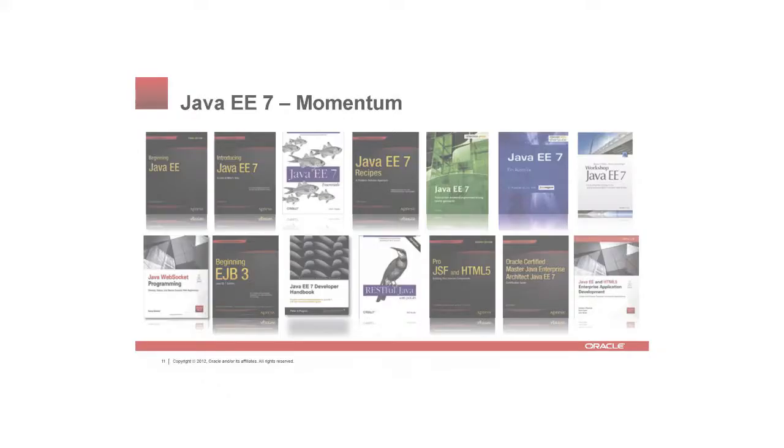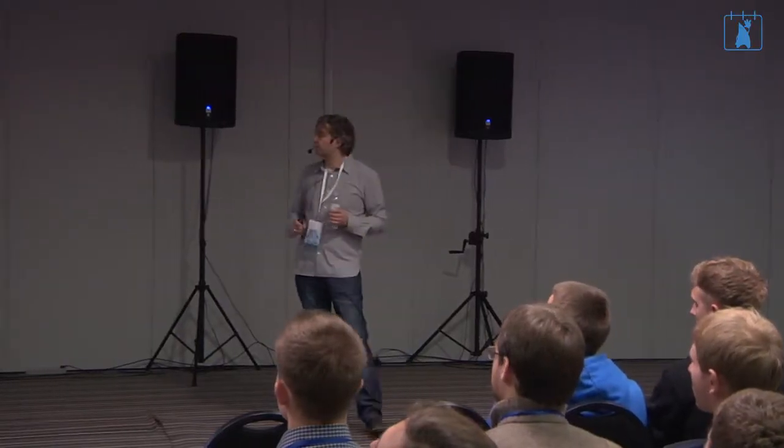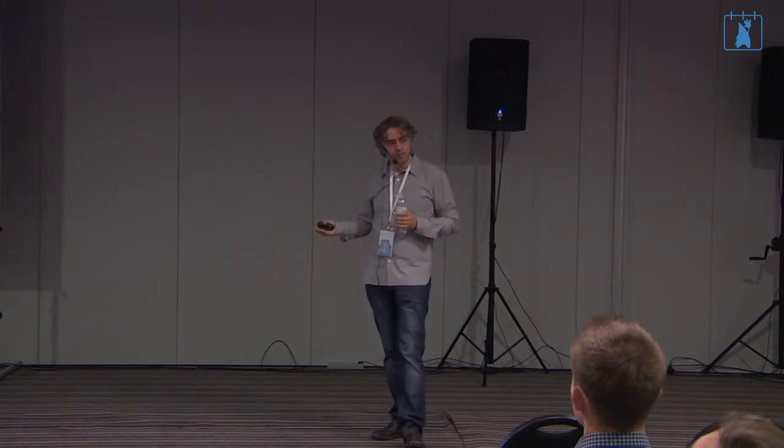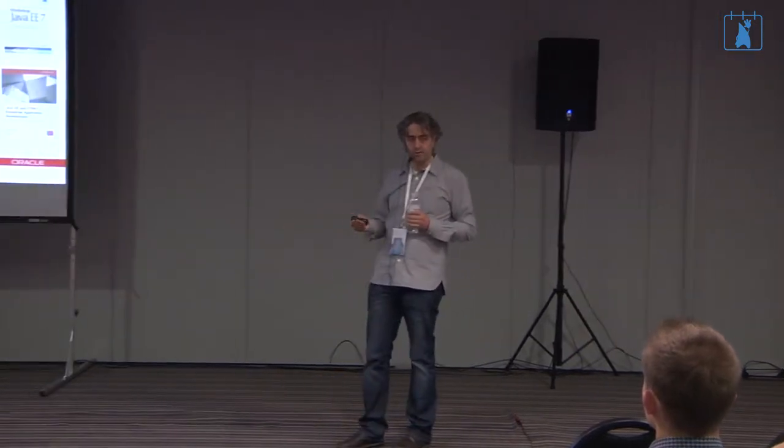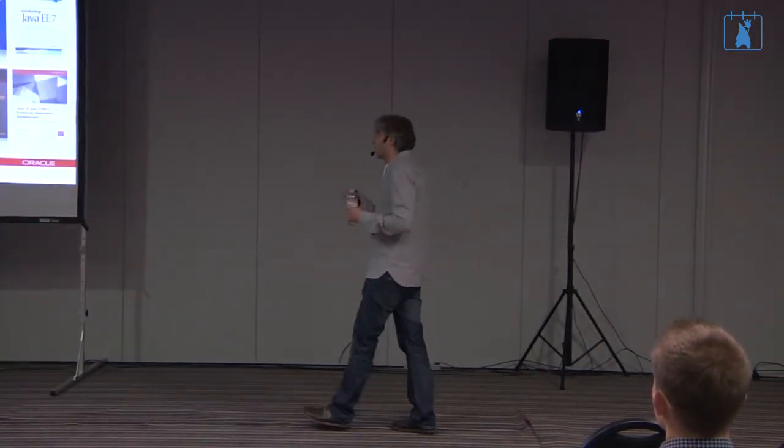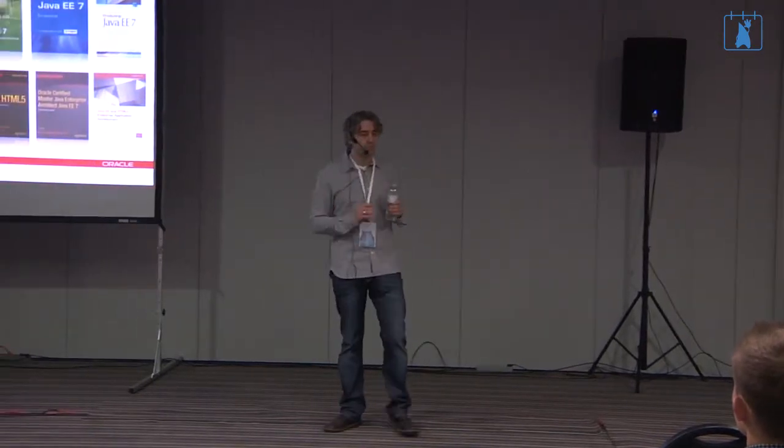Another statistic about Java EE 7 is the number of books. That's a slide I did for Open World 3 weeks ago in San Francisco. So today we have 14 books around Java EE 7. It's really the first time that we have that many books at the launch of a Java EE version. Now I have to admit, I have to use some tricks to get those numbers.